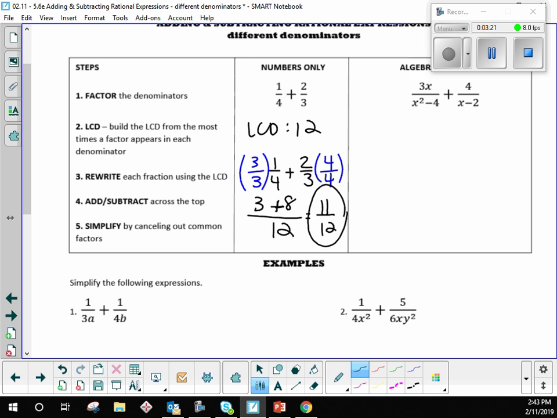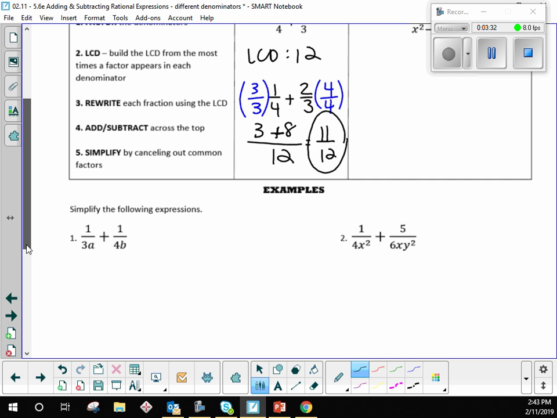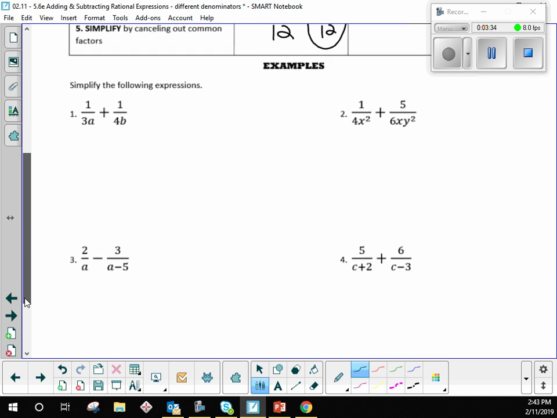But then when I get to problems with variables in them, it gets a little bit trickier. Like if I were to say, what denominator can x squared minus 4 and x minus 2 go into? It's x squared minus 4. The problem is, if you're looking at these examples down here, they have all different kinds of forms on their denominators, and your brain has to be able to work with all the different ways.